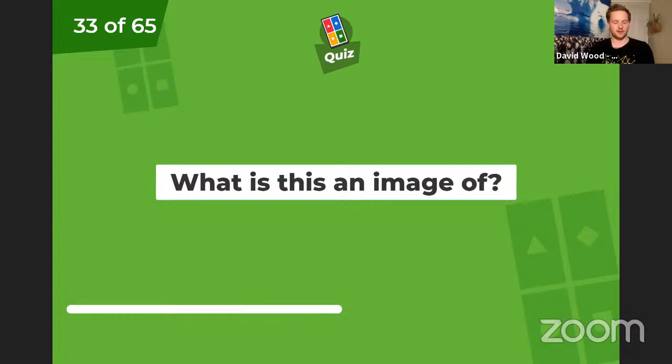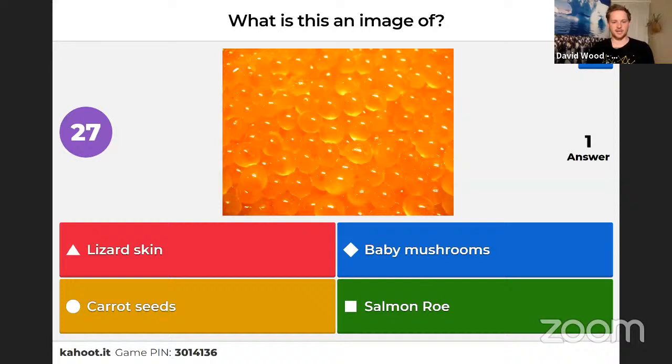And our picture round, and this is double points. Lizard skin, baby mushrooms or mushroom spores, carrot seeds, or salmon roe? What is this an image of? Get those in.